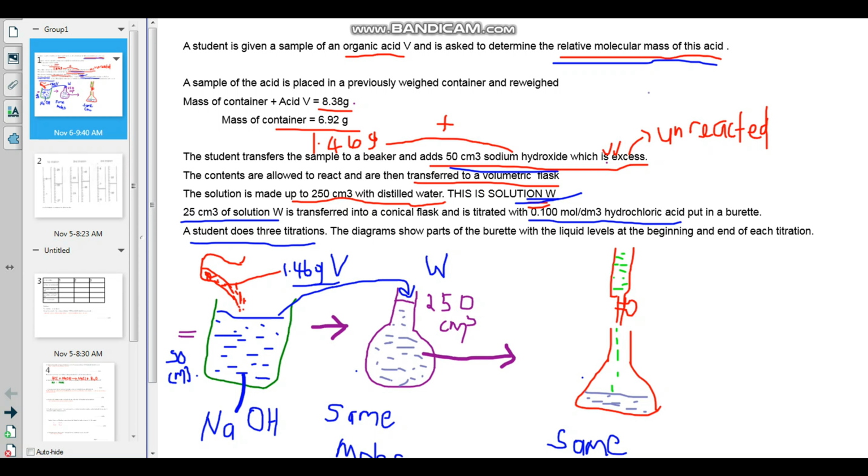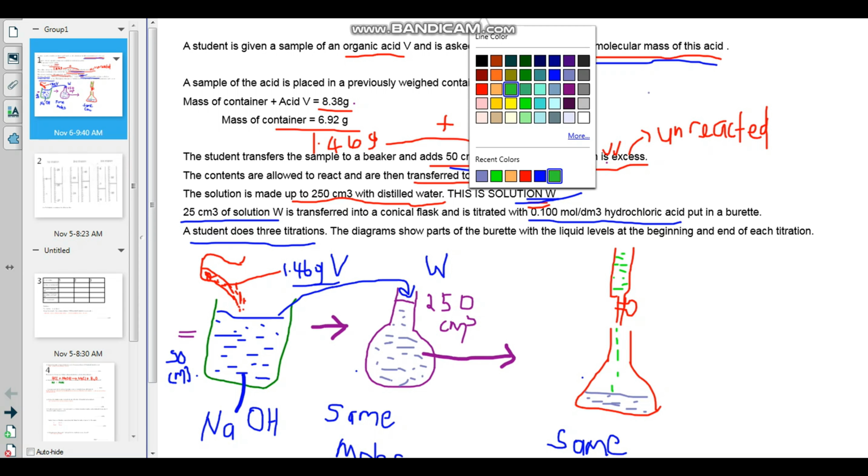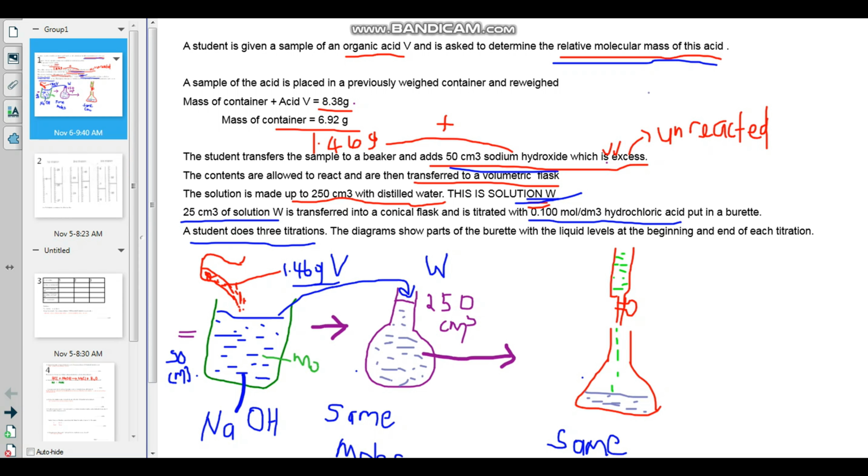At this point, I want you to note that the number of moles of sodium hydroxide that is remaining was transferred into here and then water was added. So this solution and this solution will have the same number of moles of sodium hydroxide. They have different concentrations because they are of different volumes, but the same number of moles of sodium hydroxide. This is very, very important in your calculations.